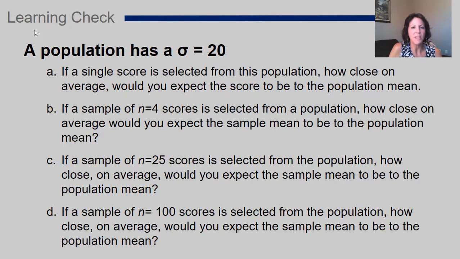And don't skip this step. You might be saying, oh, I'm not going to do it. But if you don't do it, you don't have practice with struggling and working it out. So I'm going to encourage you to stop the computer and try to find the standard error for each of these 4 scenarios.